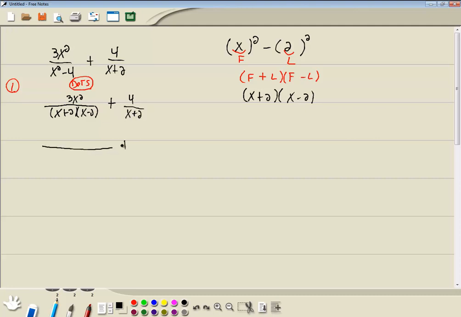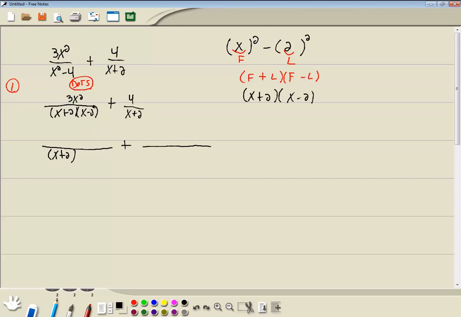Okay, let's figure out what our least common denominator is then. Now I'll start with the first factor, x plus 2. I'm looking for the greatest number of x plus 2's in any single denominator. There's one here, there's one here. So the greatest number of x plus 2's in any single denominator is 1. I'm not counting how many there are. I'm looking for the greatest in any single denominator.